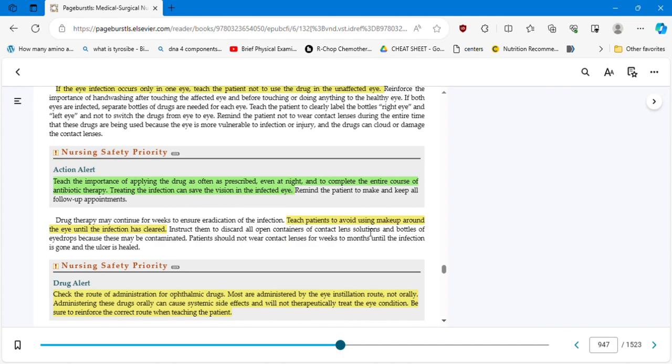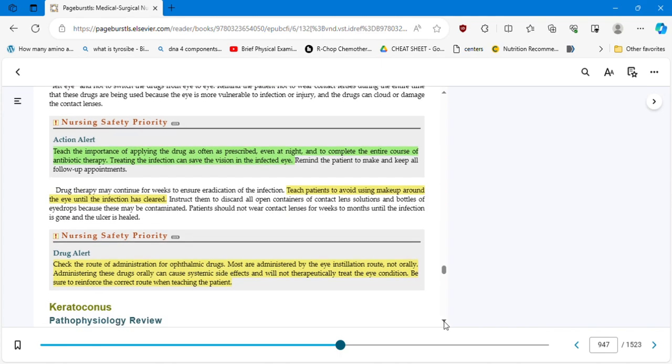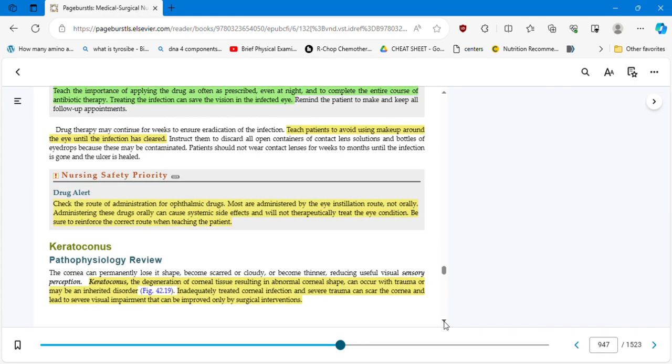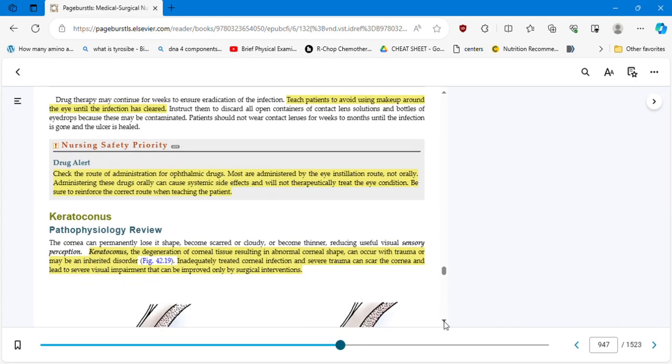Teach the patient to avoid using makeup around the eye until the infection has cleared. I know teenagers are going to have a hard time following these instructions, but you have to let them know it's this or probably vision loss.